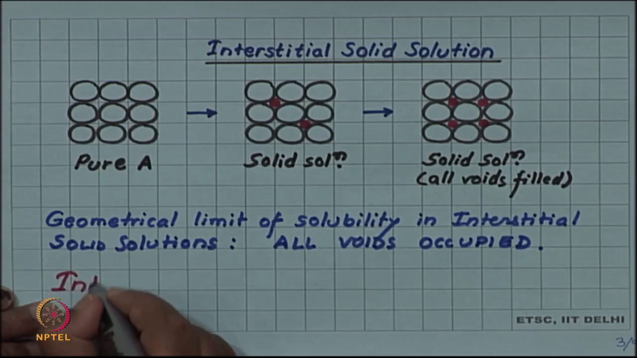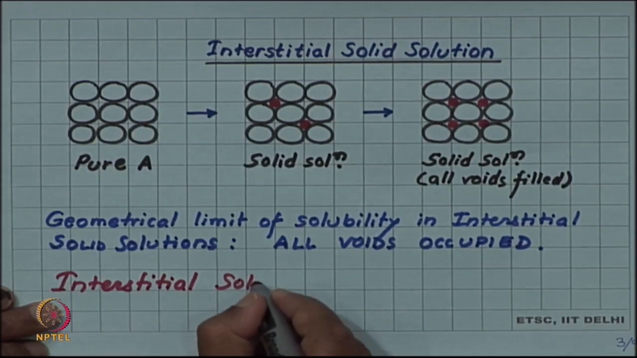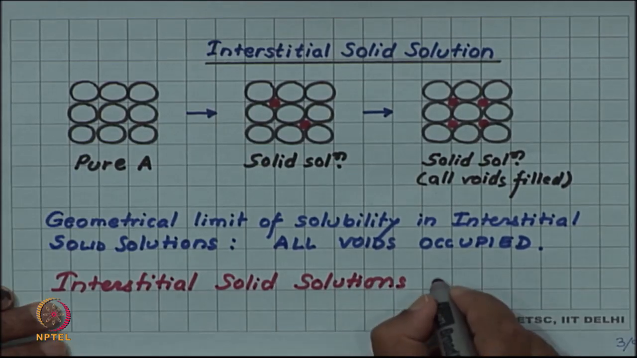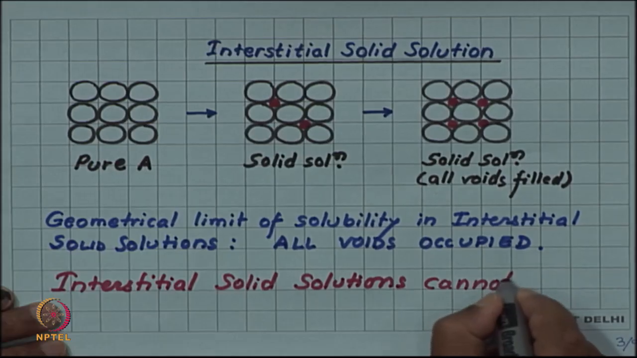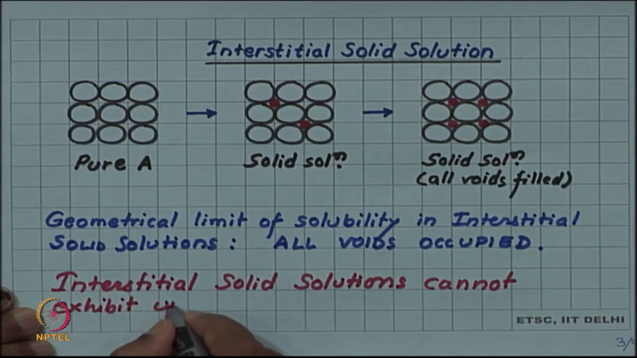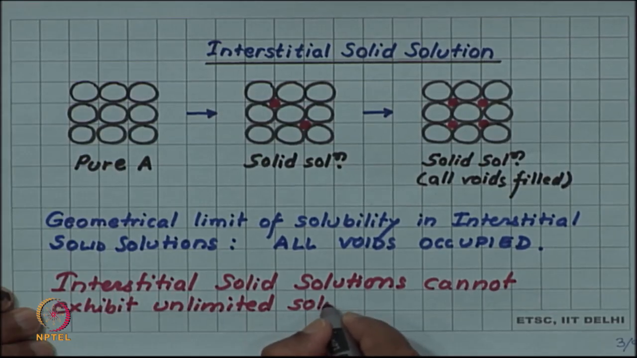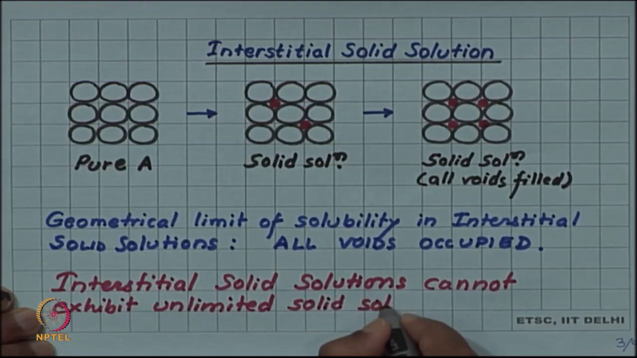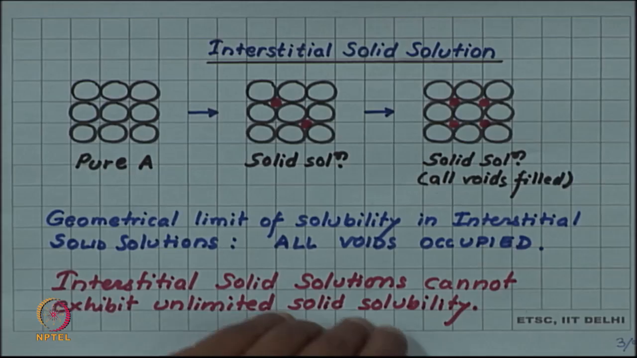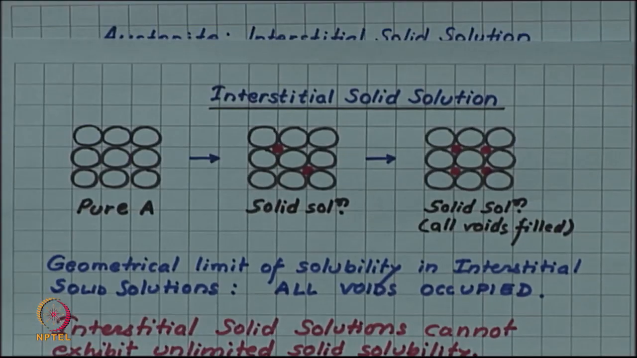So, we note that interstitial solid solutions cannot exhibit unlimited solid solubility. There has to be an upper limit. When all voids are full, the solution has to be saturated and nothing more can be done beyond that.